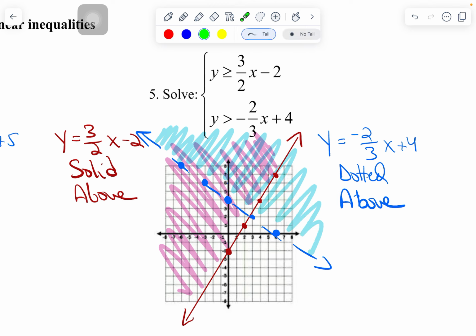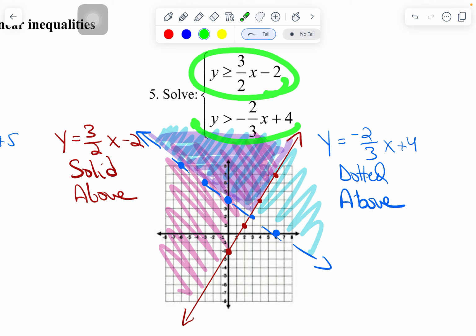And hopefully you can see right here in this chunk where you have both the pink shading from the red line and you have the blue shading from the blue line. So again, I'm going to go ahead and just kind of overlap the shading so you can see it, meaning highlight the shading just a little bit. All right, so it's this chunk right in here. So all of these values, any ordered pair in here would make this inequality true and would also make that inequality true.